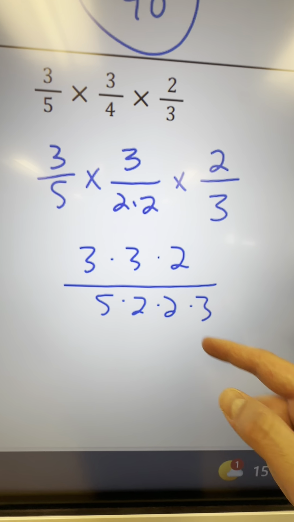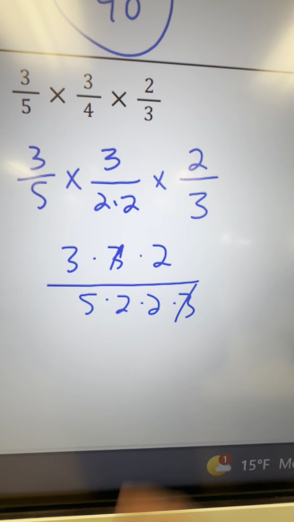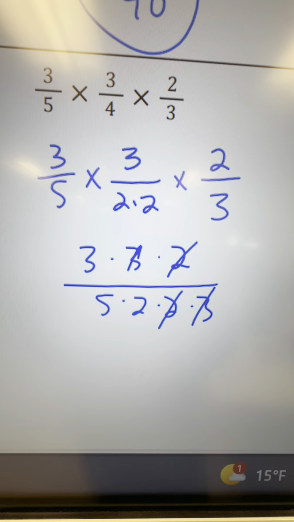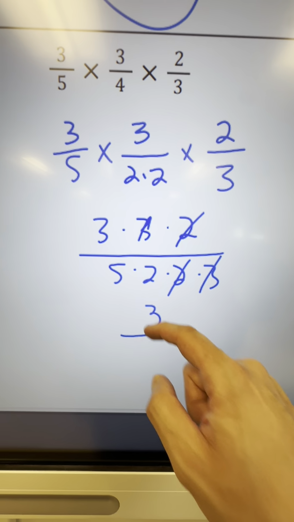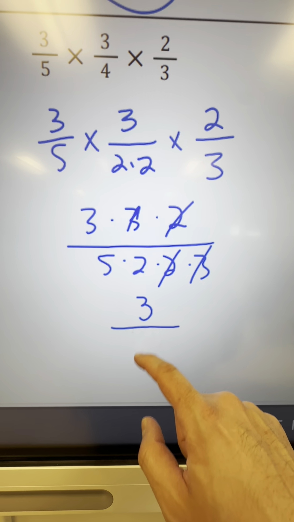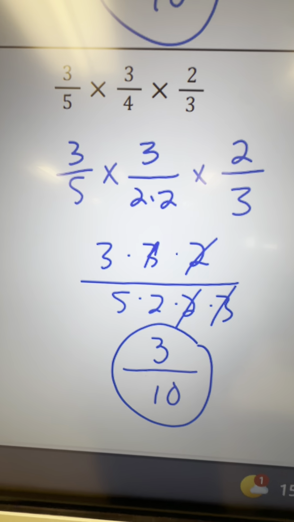So I look for common factors. I have a pair of 3's in common here. Got a pair of 2's in common. And whatever's left is my final answer. So basically, I have a 3 in the numerator. And in the denominator is 5 times 2 is left, which is equal to 10. And that's the final answer, 3/10.